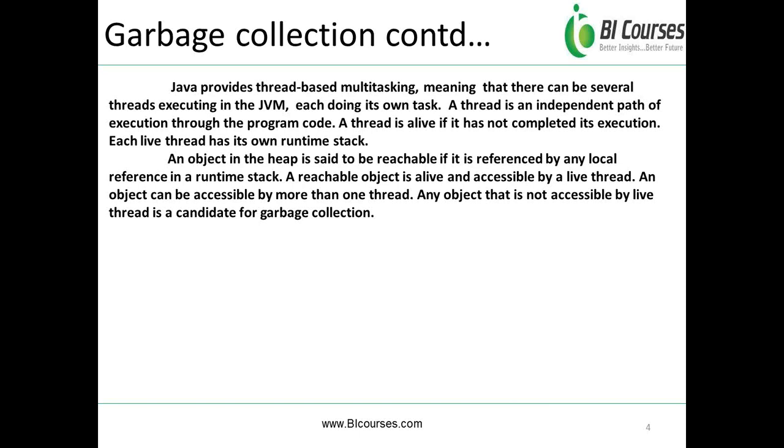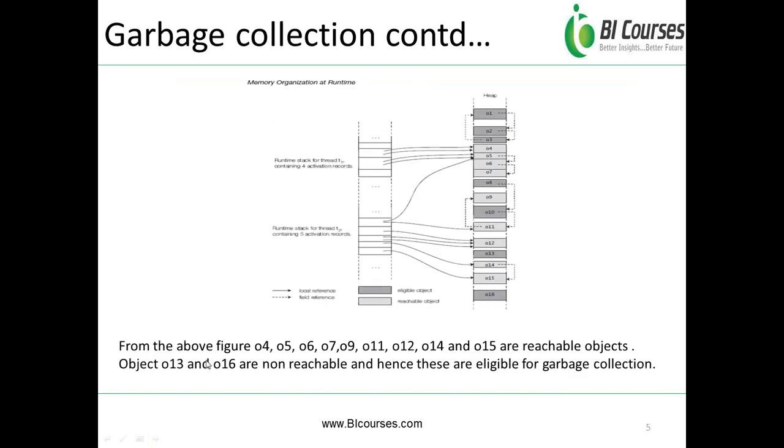An object in the heap is said to be reachable if it is referenced by any local reference in a runtime stack. A reachable object is alive and accessible by a live thread. An object can be accessible by more than one thread, and any object that is not accessible by a live thread is a candidate for garbage collection. So that's what we discussed.